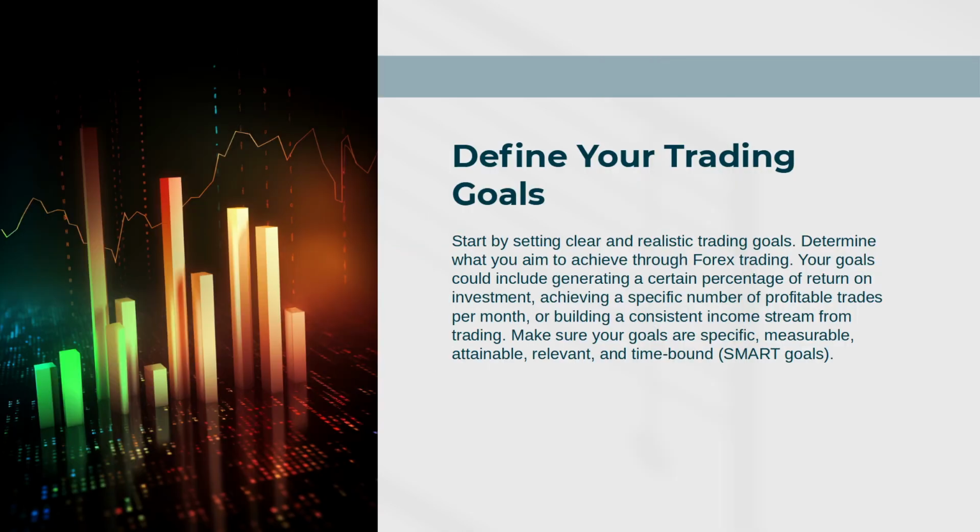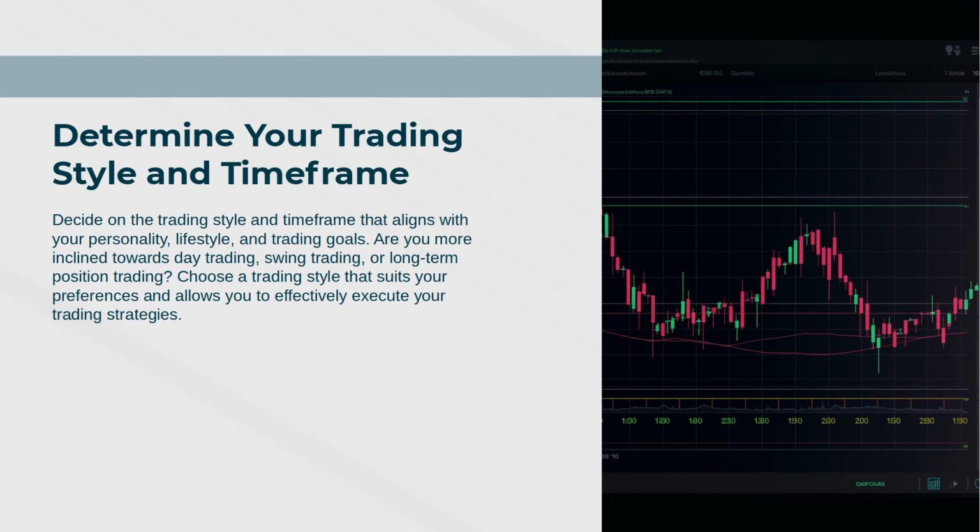Step 1. Define your trading goals. Start by setting clear and realistic trading goals. Determine what you aim to achieve through Forex trading. Your goals could include generating a certain percentage of return on investment, achieving a specific number of profitable trades per month, or building a consistent income stream from trading. Make sure your goals are specific, measurable, attainable, relevant, and time-bound. SMART goals.